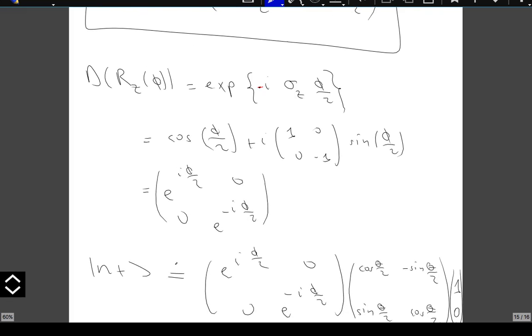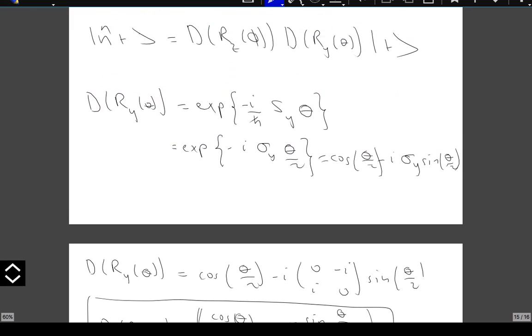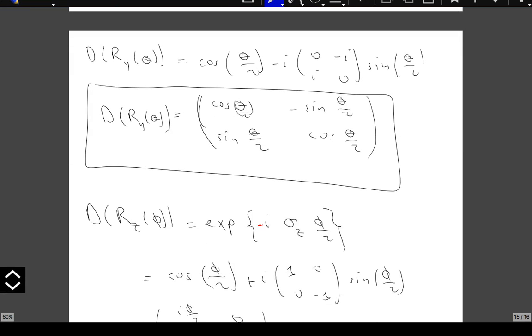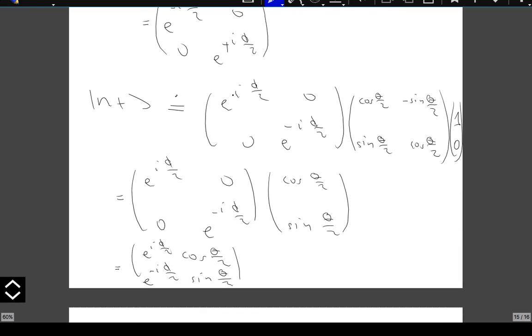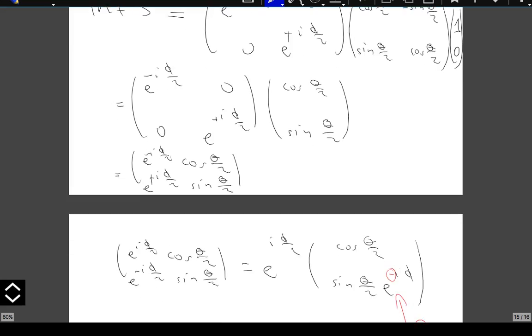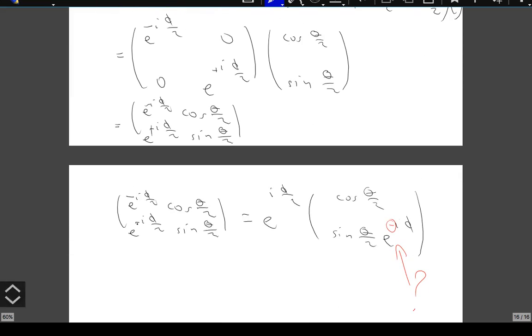Oh, sorry, here I have a minus sign. The rotation matrices have e to the power minus i over h bar S theta, so here is the minus sign. So this is minus, this is plus, and so on. So I have a minus over here, a plus over here. So this is minus.